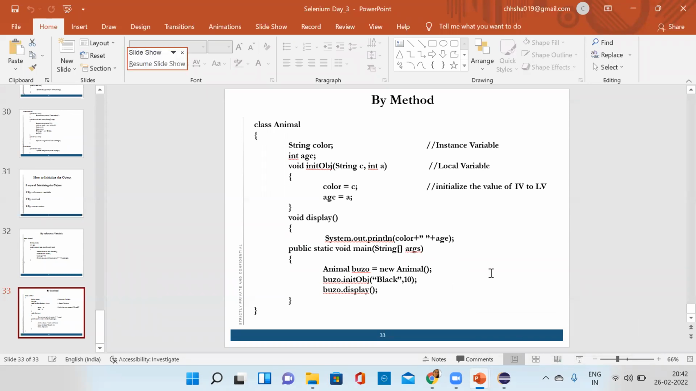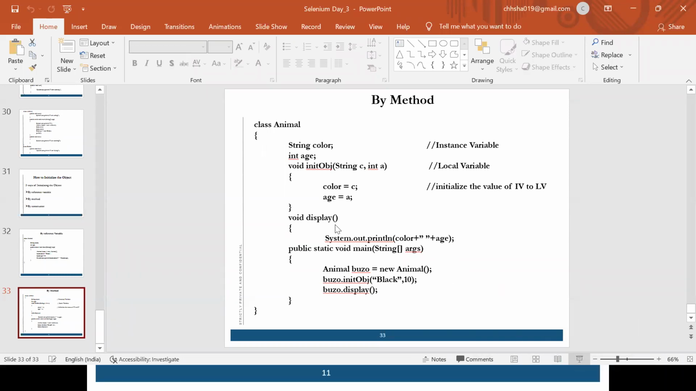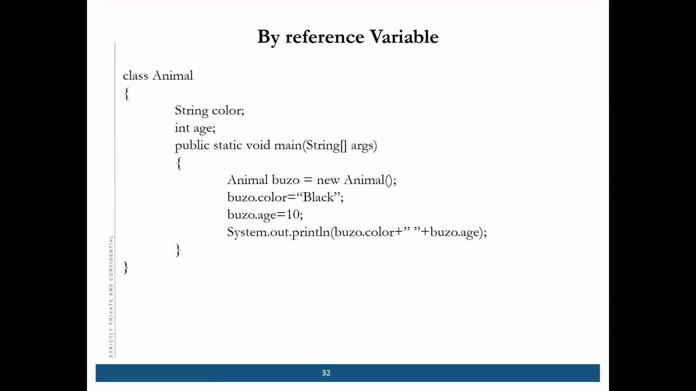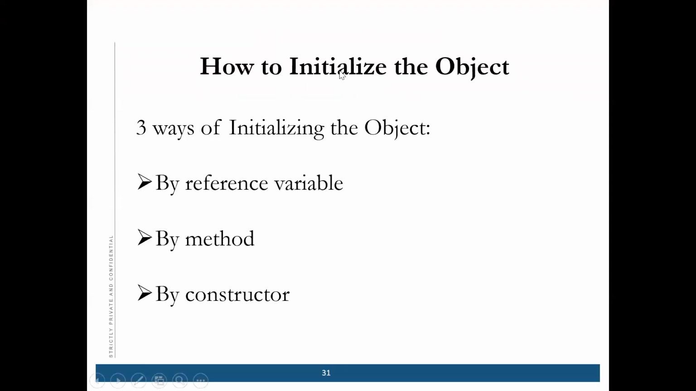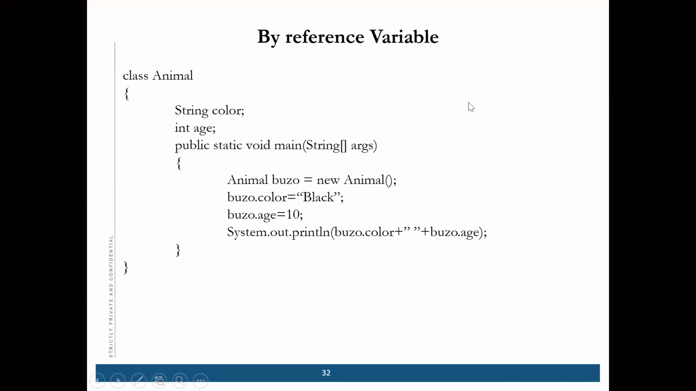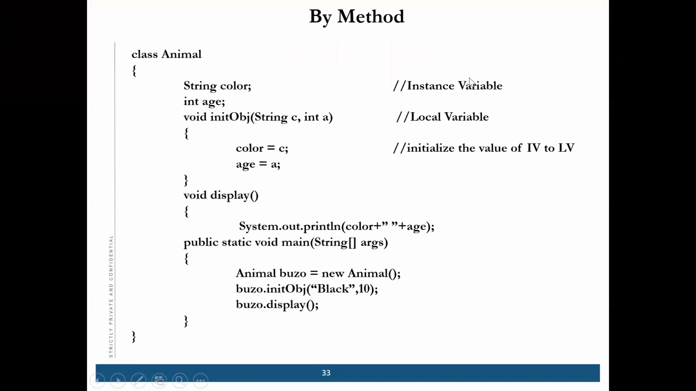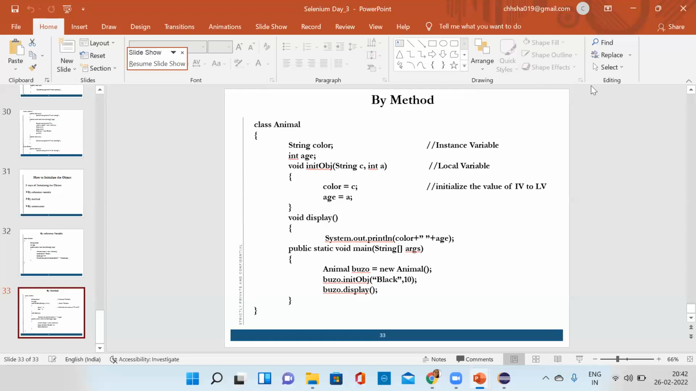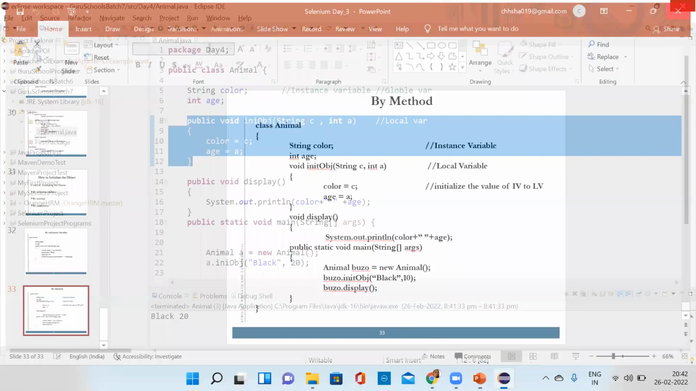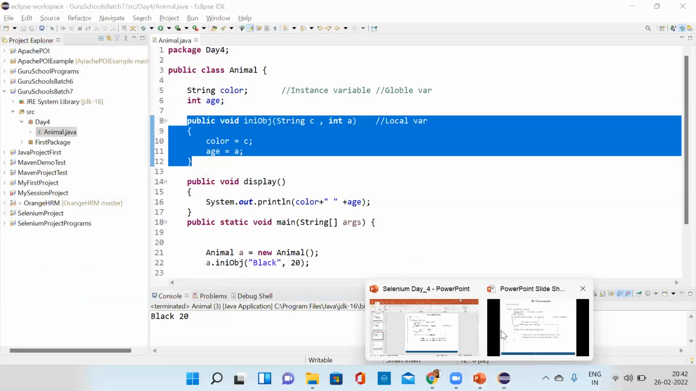Any doubt, you can ask me now. Or you can practice and ask me in the next class also. So these are all the initialization of object. This is by reference variable. This is by method. You can ask me in the next class also if you have any doubt.